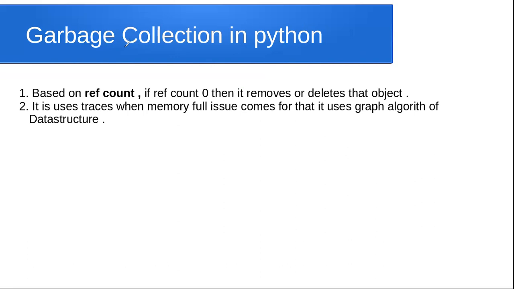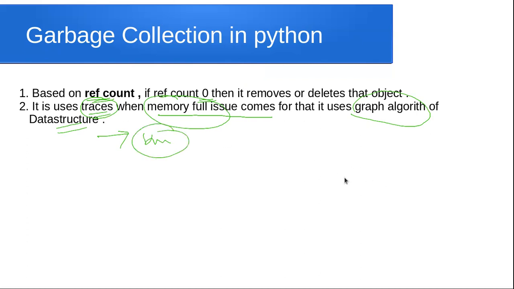How does garbage collection work? Garbage collection will work based on the reference count only. If the reference count is 0, then it removes or deletes that object. It uses traces whenever the memory full issue comes. For that, it uses the graph algorithm of data structure. Whenever the memory full issue comes, it uses the traces, means to delete the unwanted variables, unwanted objects.